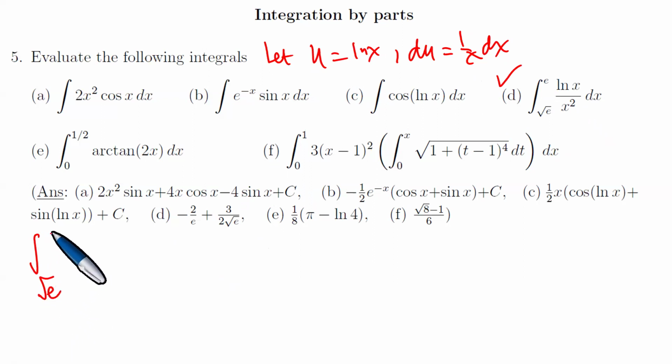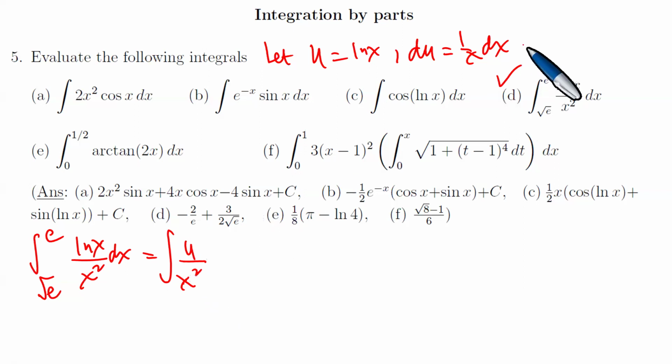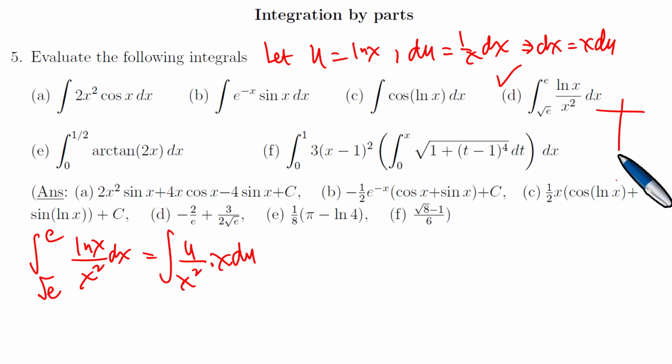The integral of the square root of e to e, x squared dx. So in the place of the u, you put ln x. In the place of ln x, you put u. And then what is dx? Dx is x du. In the place of dx, it is x du. So if you integrate, what is x? X therefore integrates from the square root of e to e. U is ln x. So you have the ln of e, which is 1.